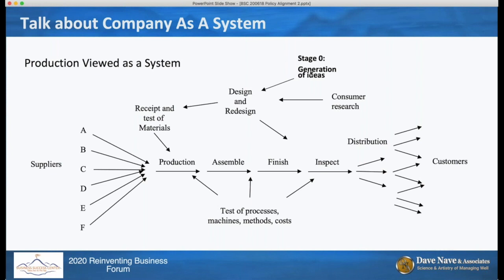Stage 0 is where ideas are generated, and in the production world, it's designed and redesigned, and then you receive test materials. You line up suppliers, multiple suppliers. You do a production run. You assemble it, finish it, inspect it, and distribute it to customers. And then on the bottom, there's a whole bunch of procedures and test procedures and machines and requirements that go along.